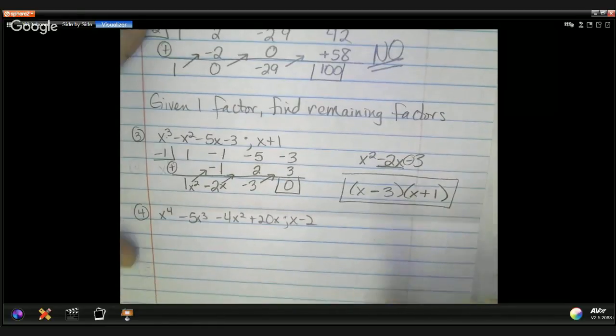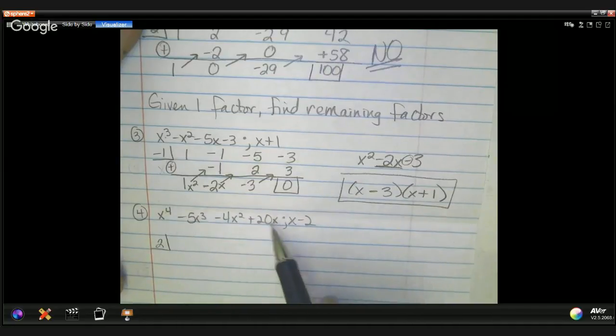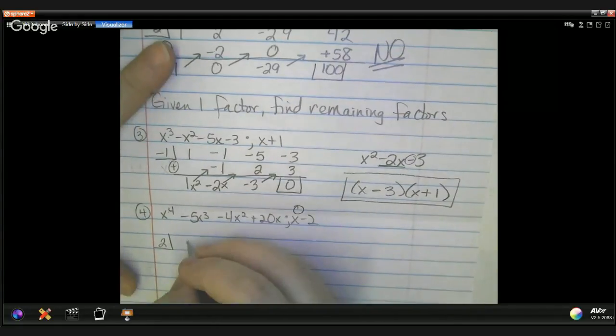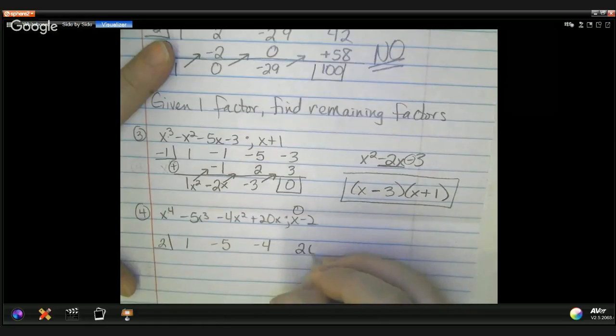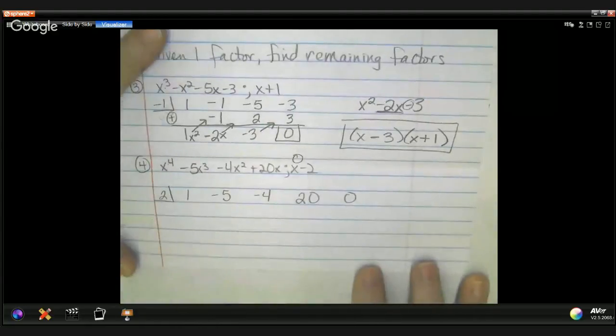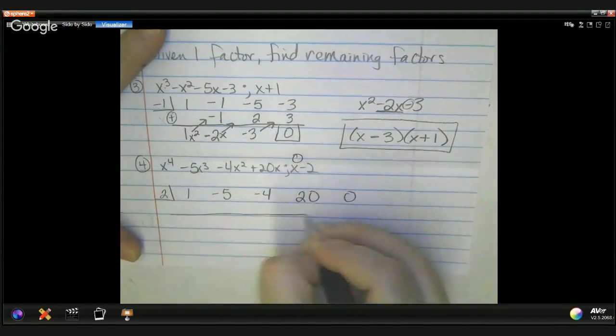For number 4, I should have put 2 in the box. It goes from 4 to 3 to 2 to 1, but there's no none, so I'm going to put a 0 there. And so it's going to be 1, negative 5, negative 4, 20, and 0. And now I'm going to graph these. Or not graph them, I'm going to use my synthetic form.